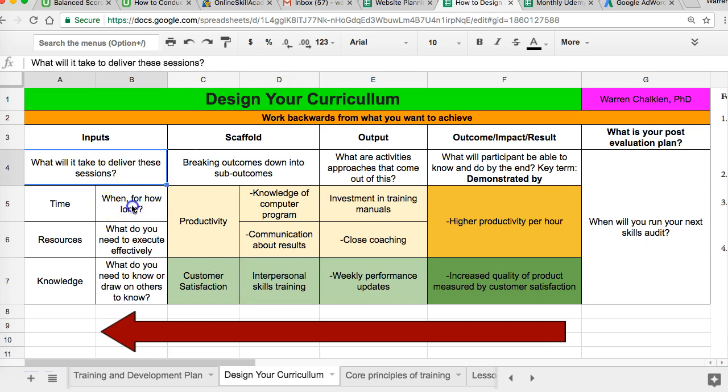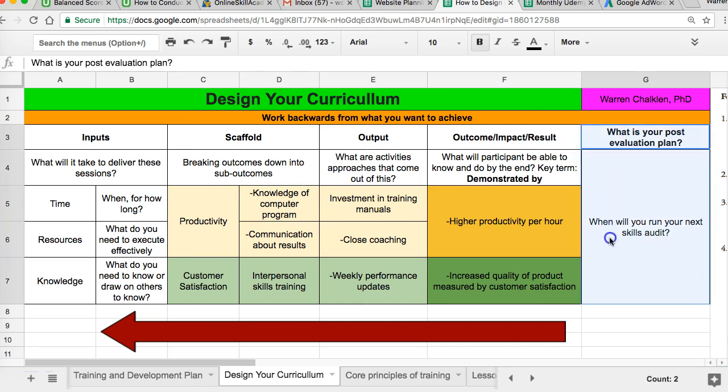What are the inputs? We would need time to be considered here, and resources. This includes money. How much will it cost to do the training effectively? What are the resources you have available to you? Do you have technology, internet, PowerPoint, projectors? Do you have actual activities, flip charts, pens, papers? You would need an inventory of this. And then the knowledge. What do you need to know? If we're talking about a computer program, what would you need to know, or whose knowledge can you draw on to go through this computer program and develop your own knowledge base in this area?